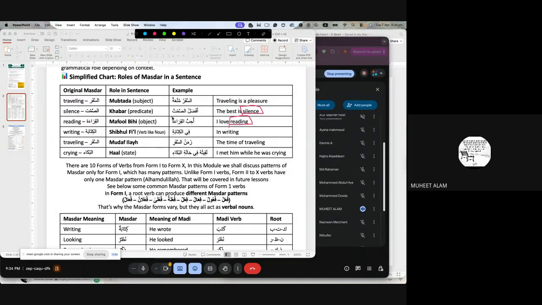In the fourth example, fil kitabati, in writing, the masdar is al-kitabati, writing, and it is working as a shibu fail, a verb-like noun in this sentence. So shibu fail means it behaves like a verb in meaning, but grammatically it is still a noun. So here the masdar is part of a phrase that gives a sense of action, but without becoming an actual verb.